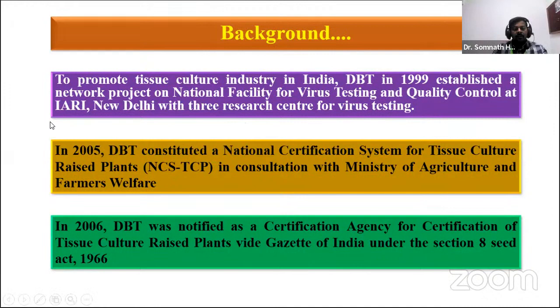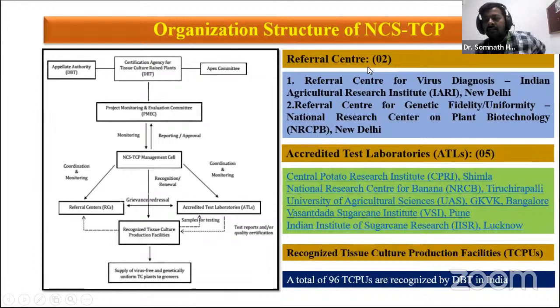To promote the tissue culture industry in India, the Department of Biotechnology, Government of India, in 1999 established a network project on the National Facility for Virus Testing and Quality Control at IARI New Delhi with three research centers for virus testing. Later, in 2005, DBT constituted a national certification system for tissue culture raised plants in consultation with the Ministry of Agriculture and Farmers Welfare. In 2006, DBT was notified as a certification agency for tissue culture raised plants, based on the Gazette of India under Section 8 of the Seeds Act, 1966. This is the organization of the National Certification System for Tissue Culture Raised Plants.